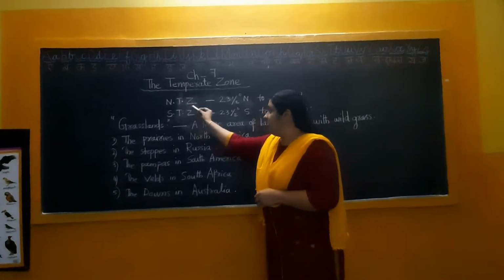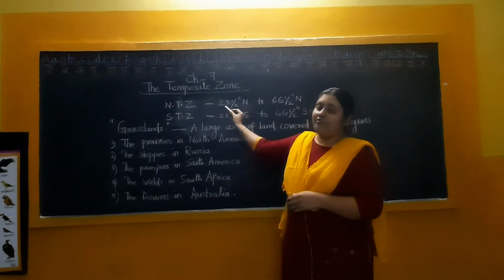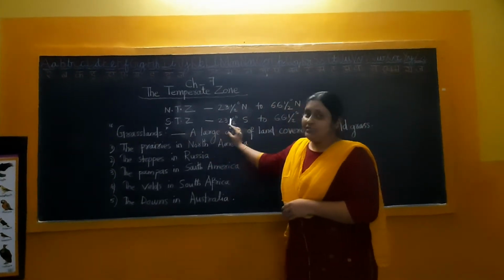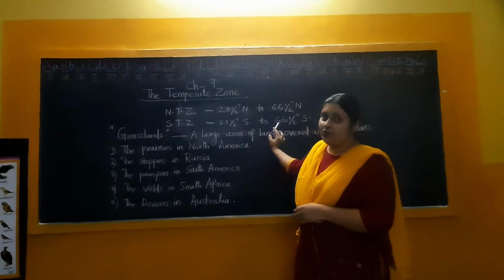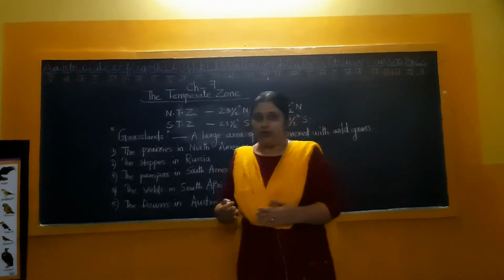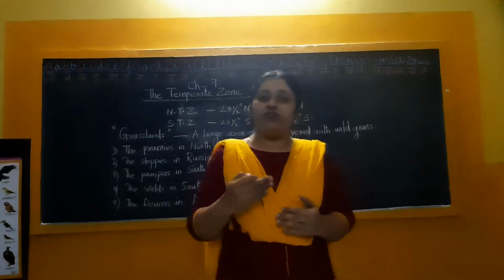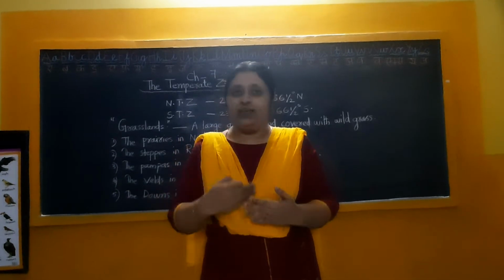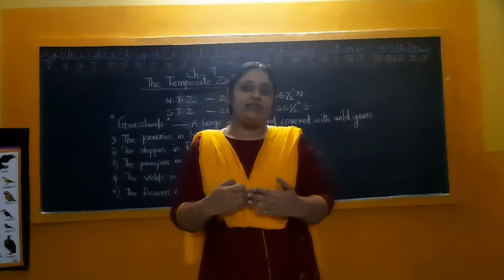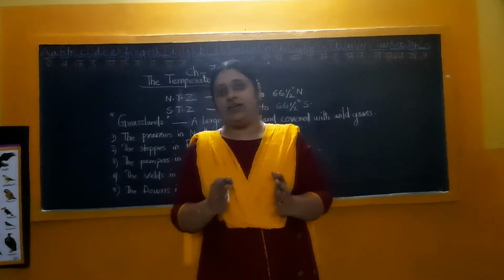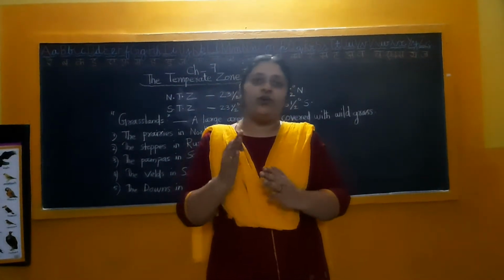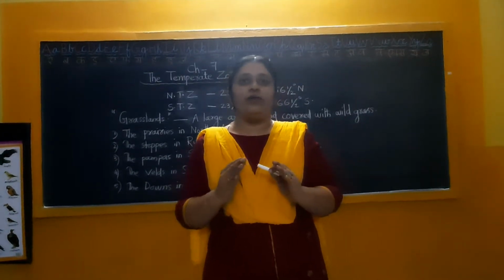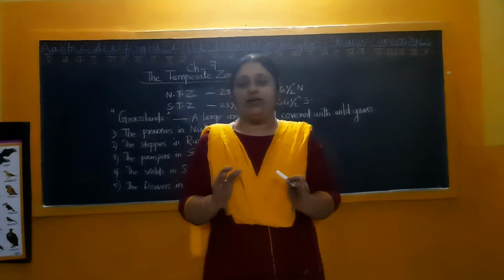The north temperate zone extends from 23.5 degree north to 66.5 degree north, and the south temperate zone extends from 23.5 degree south to 66.5 degree south. In a simple way, we can say that the north temperate zone extends from the Tropic of Cancer to the Arctic Circle, and the south temperate zone extends from the Tropic of Capricorn to the Antarctic Circle. So that is the location of our north and south temperate zones. In this chapter we will learn about this temperate zone in detail.